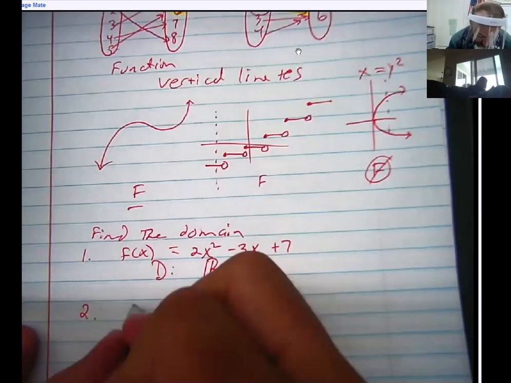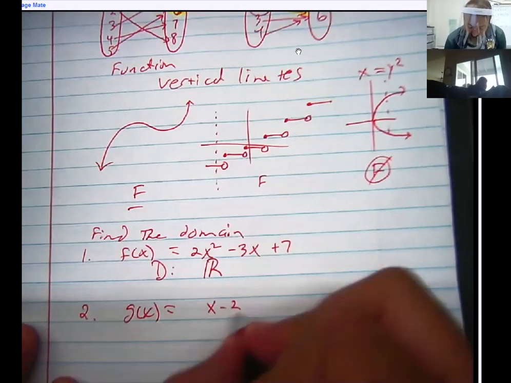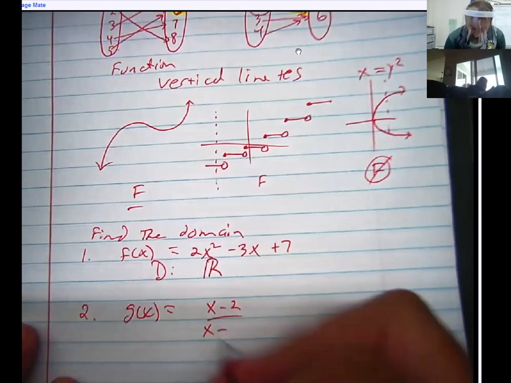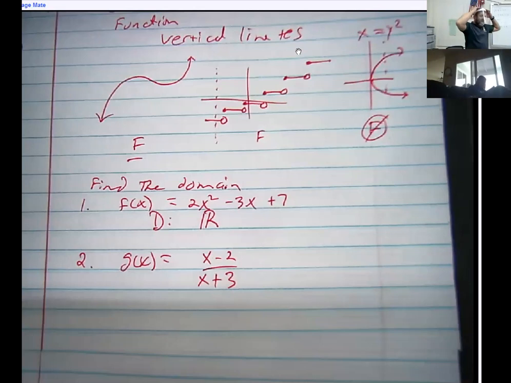So g of x is going to be a little harder. Instead of giving you a polynomial, which is all reals, I wanted to give you this guy right here. This is called a rational equation. Now, something bad happens this time. This does not have a domain of all reals. Anybody know what x cannot be?